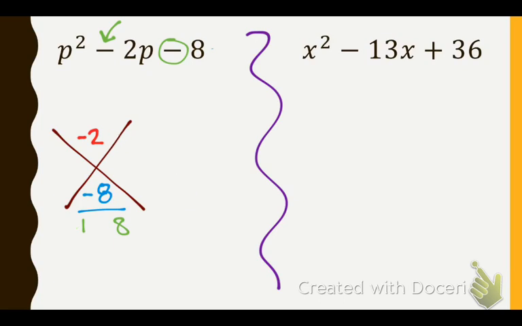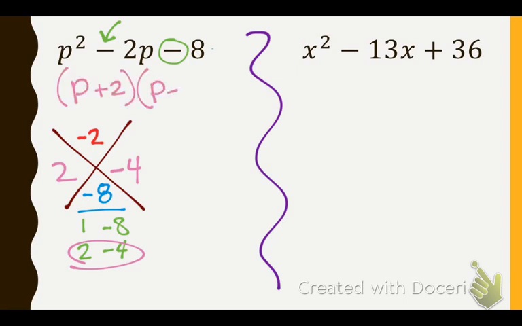So, they're going to be different signs, and the bigger one will be negative. So 1 and negative 8, 2 and negative 4. Since 1 minus 8 is negative 7, we look at 2 minus 4, which is negative 2, which does add up to this and does multiply to this. So this set of factors is going to work for us, 2 and negative 4. Our final answer will look like p plus 2 times p minus 4.